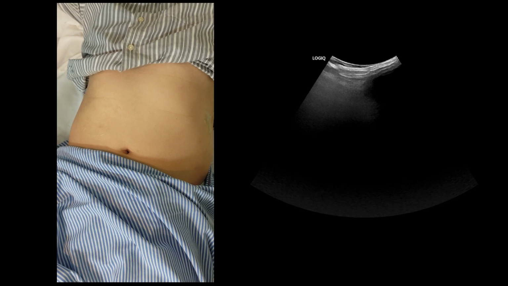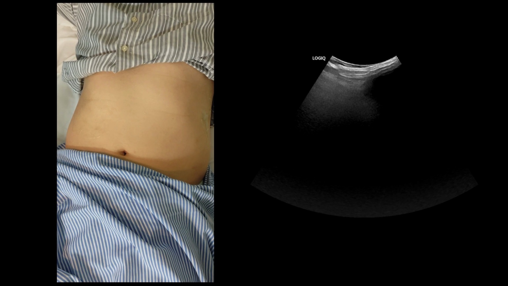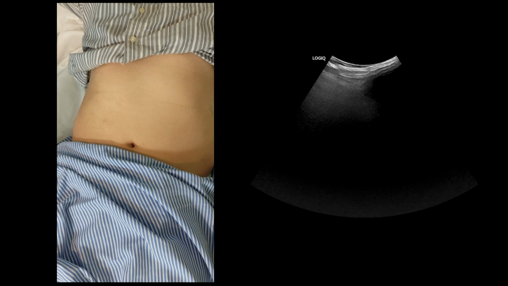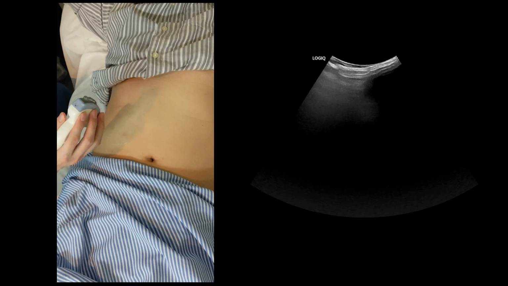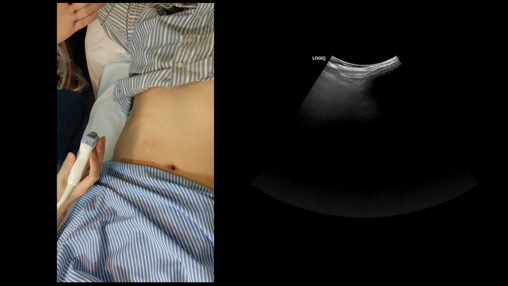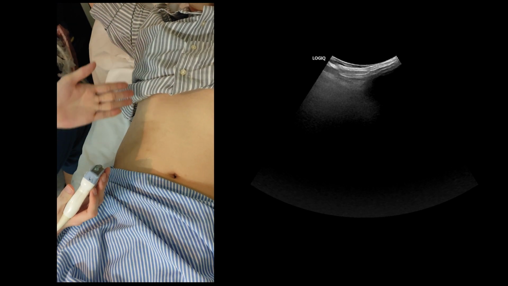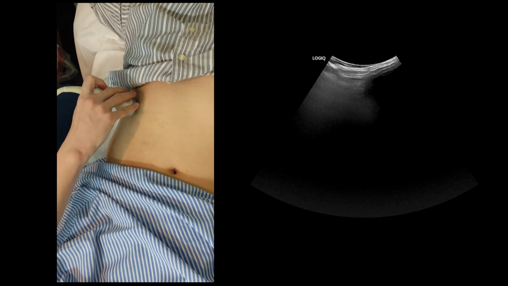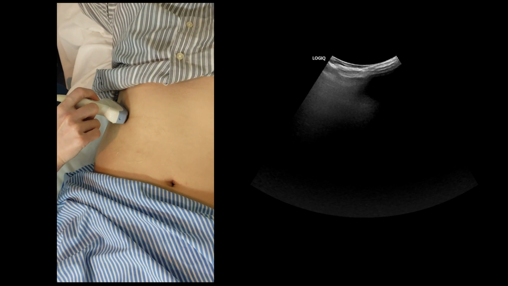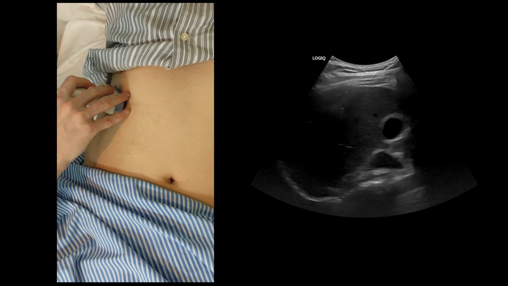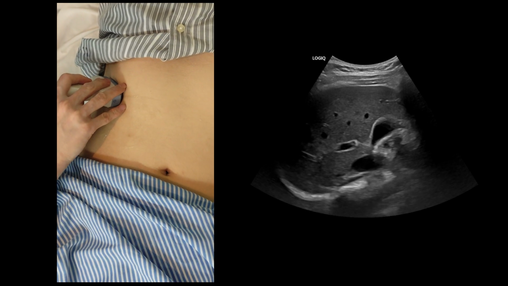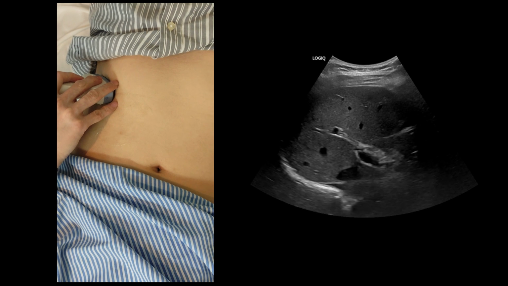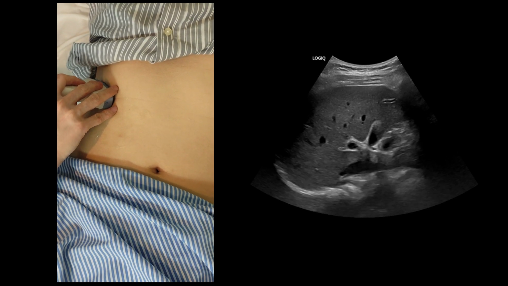Next, I'm going to show you how to get the common bile duct, which is the CBD. So orientate your probe. The trick is to put it at the mid-clavicular line, at the lower ribs area. Put your probe at the intercostal spaces. You will be at the liver hilum. So this is the area where you can see the gallbladder.